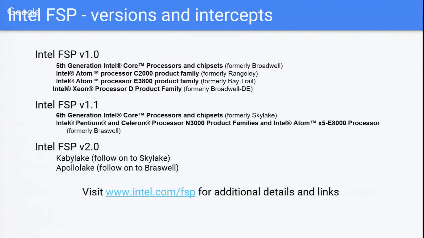Here is a high-level summary of the various FSP implementations and where we are. 1.0 had a few examples of implementations, using the code names Broadwell, Baytrail, all these things. These are primarily IOTG defined, and they were productizing it for a while. The first version of FSP was from Ivy Bridge, which is the 3rd generation, or even 2nd generation.